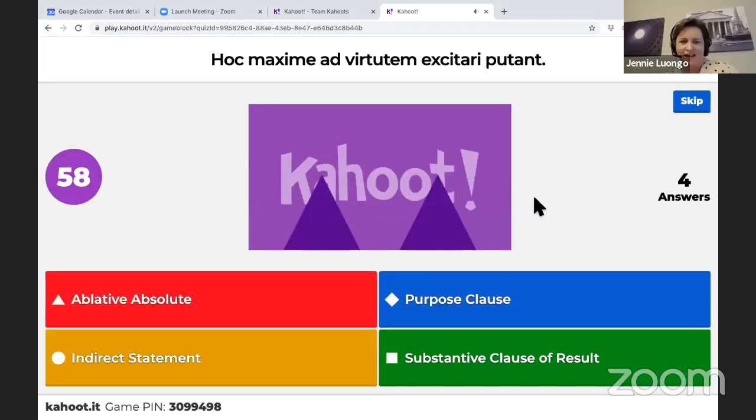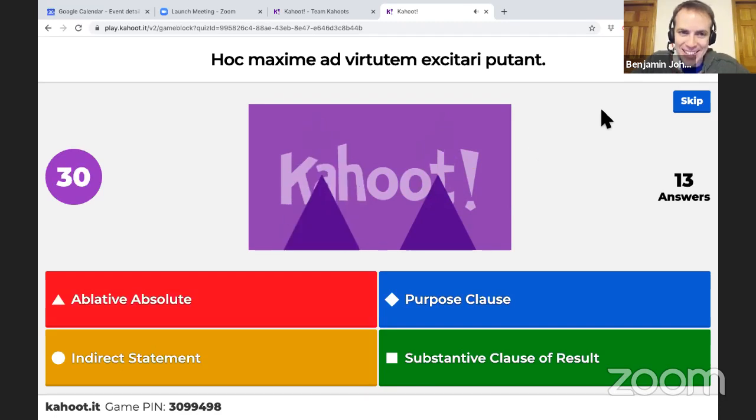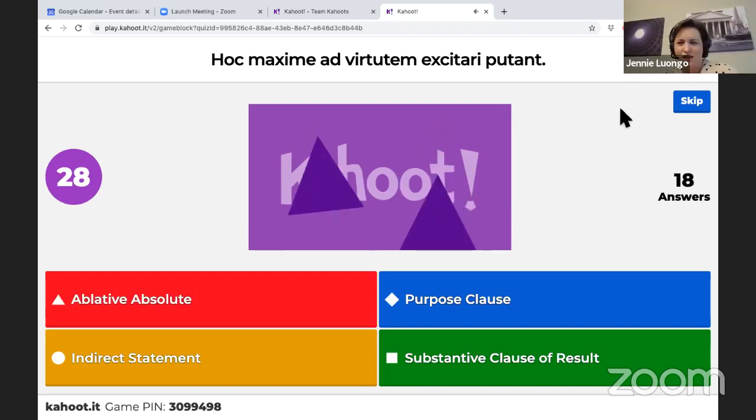Exactly. So hoc maxime ad virtutem excitari putant. Again, ablative absolute, indirect statement, purpose clause, or substantive clause of result. So it really helps to pay attention to this particular verb, putant. They think that they are excited to manliness most greatly by this. I think that originates in the head, doesn't it? Right? Exactly.